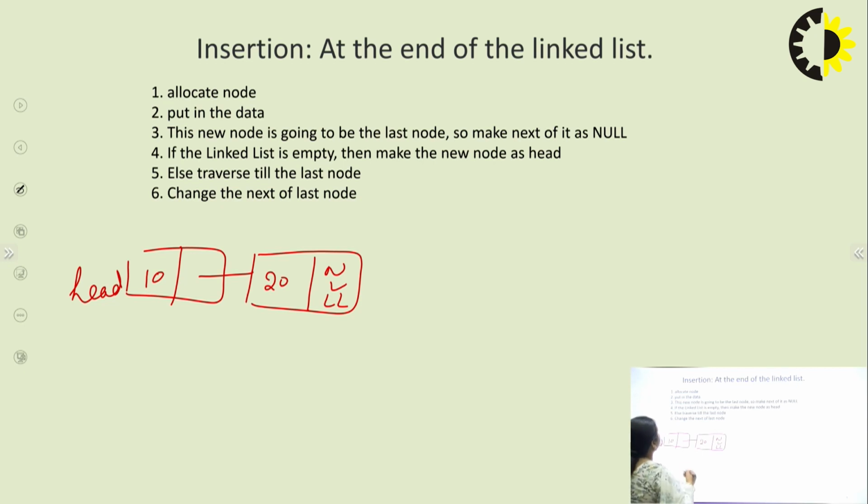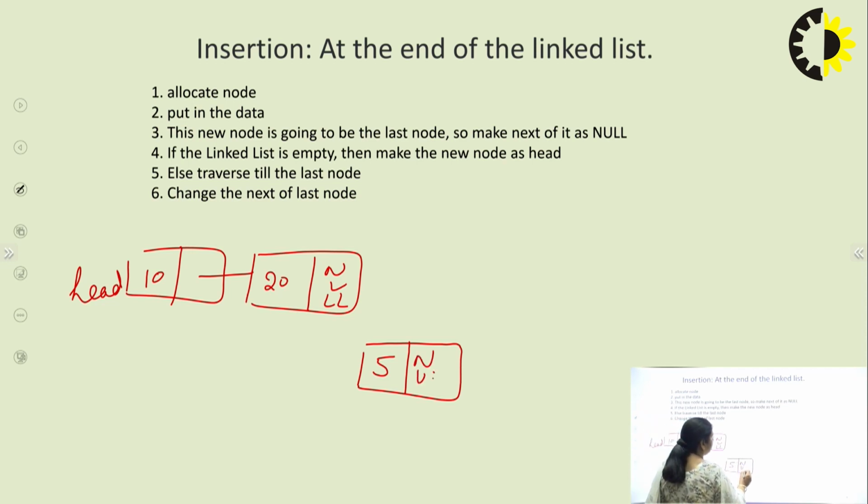So what is the first thing? Allocate node. Let me allocate a node using the malloc function as we have done on the previous slide. Put in the data. This new node is going to be the last node, so its next pointer will be null. Now I have to insert the address of this new node in this pointer, which was previously null because it was the last node, and I have to insert at the end.